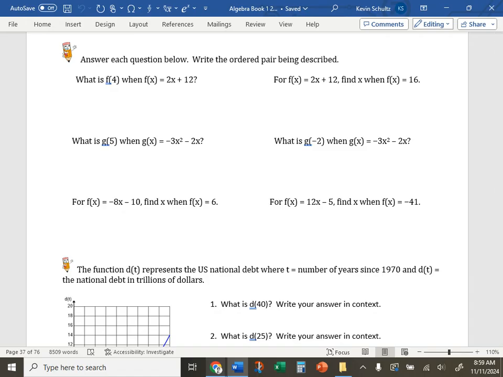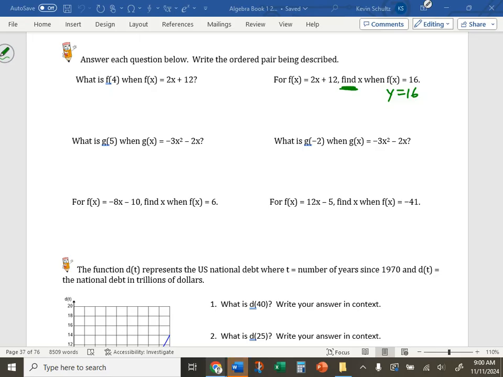Okay? The next one, f of x equals 2x plus 12, find x. If I'm asking you to find x, which variable do you think I'm giving you? The y value, right? If I'm telling you to find x, I wouldn't give you x. That would make math way too easy. Find x when y equals 16. Notice I did not replace x with a number. That's because that's what you're solving for.